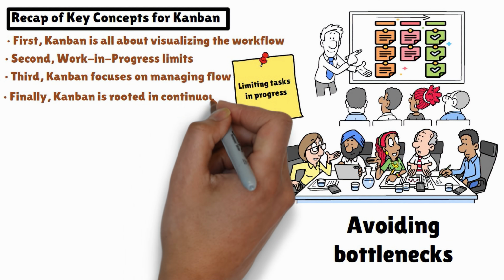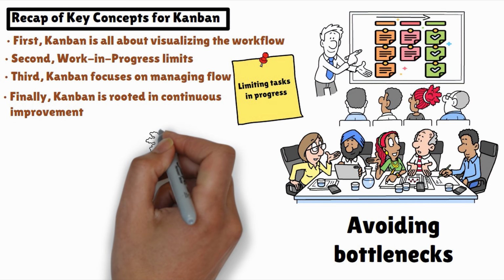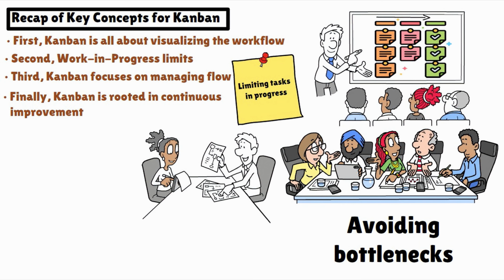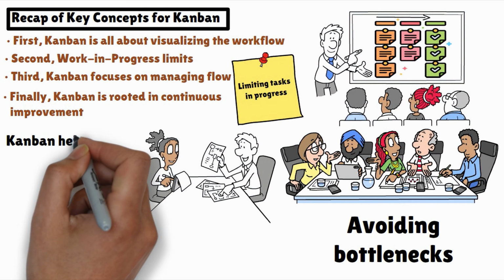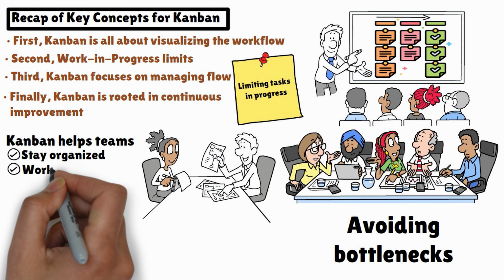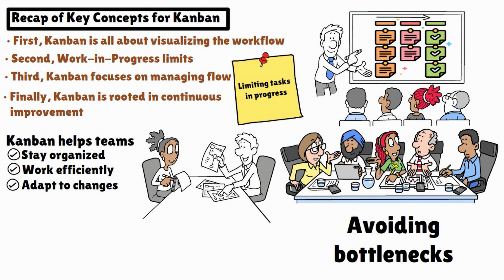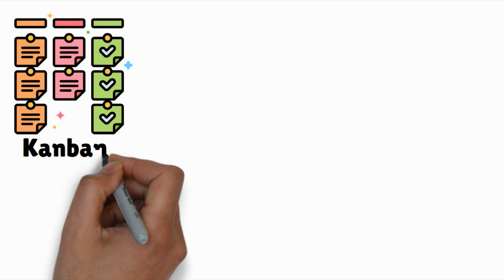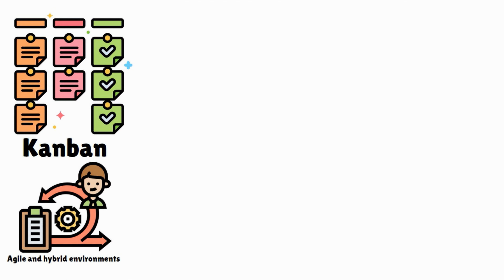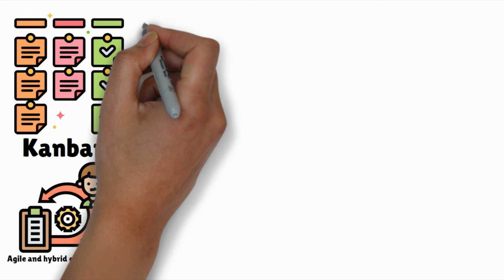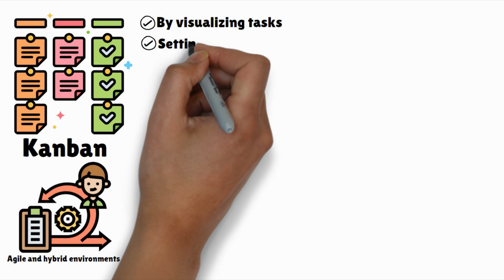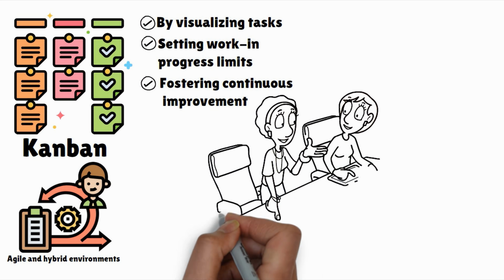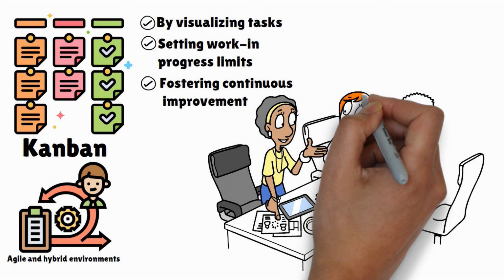Finally, Kanban is rooted in continuous improvement. The idea is to always be refining and optimizing to make the process smoother and more efficient. So, in a nutshell, Kanban helps teams stay organized, work efficiently, and adapt to changes as they happen. Kanban is a versatile and powerful tool for managing workflows in agile and hybrid environments. By visualizing tasks, setting work-in-progress limits, and fostering continuous improvement, Kanban enables teams to streamline processes and deliver value more efficiently.